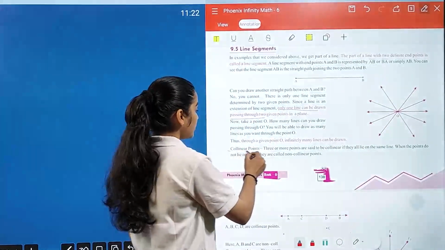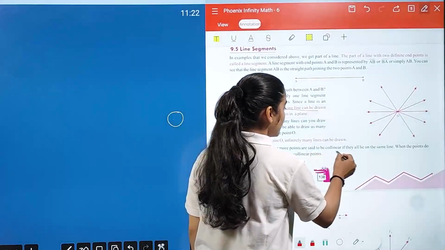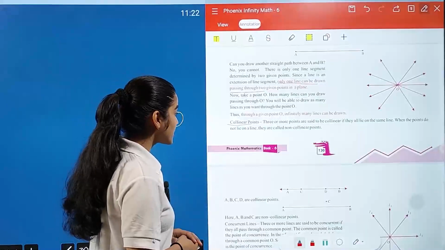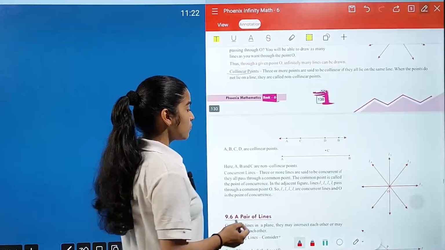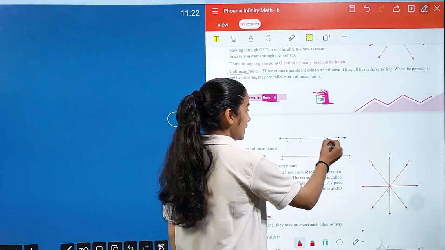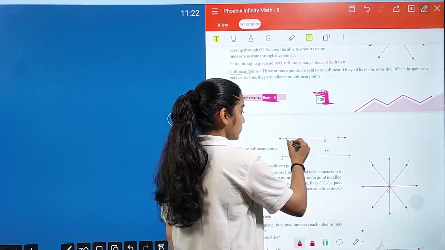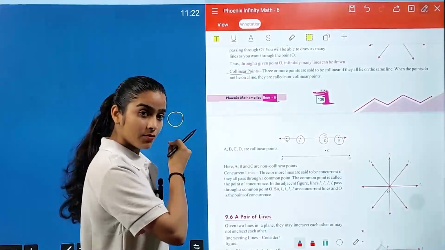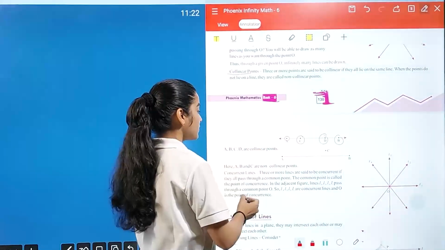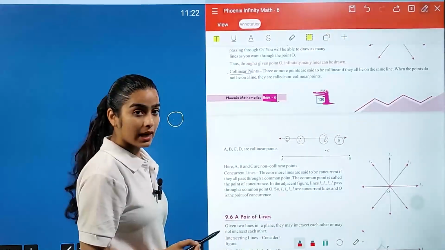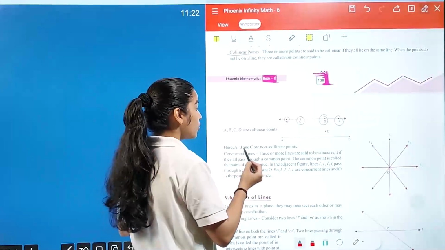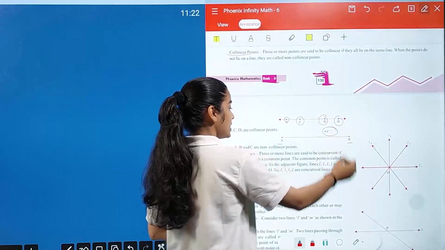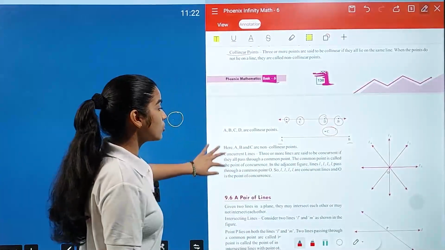Now we have collinear points. Three or more points are said to be collinear if they all lie on the same line. When points do not lie on the same line, they are called non-collinear points. What you notice here is that we have points on a single straight line: point A, point C, point D and so on. These are collinear, that is, they lie on the same line. Those that are not on a single line are non-collinear points. For example, A and B are collinear, but point C is not collinear with them. So that is called non-collinear points.